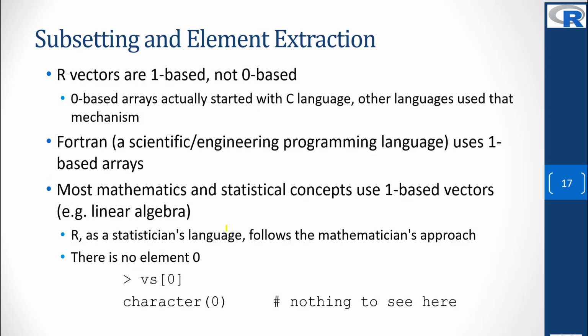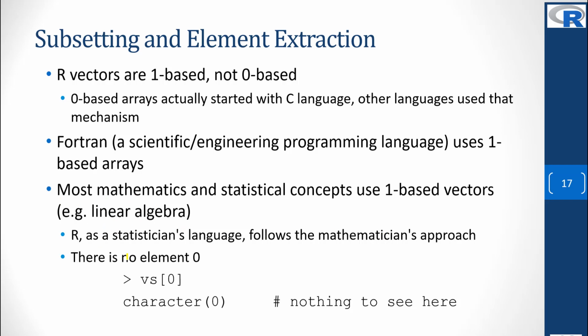I mentioned already that our vectors are 1-based and not 0-based. Many other programming languages use 0-based arrays. Fortran, an old scientific and engineering language, used 1-based arrays. A lot of math and statistical concepts use 1-based vectors instead of 0-based, for instance, in linear algebra, and so R is no exception to this.